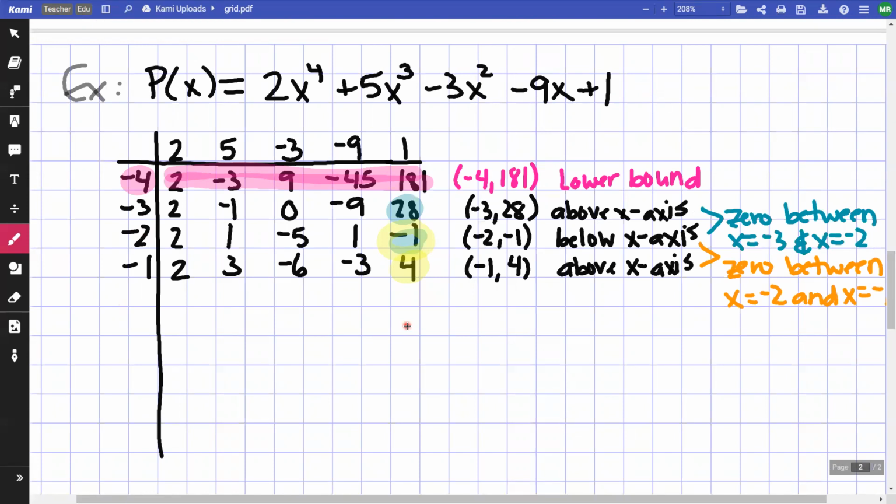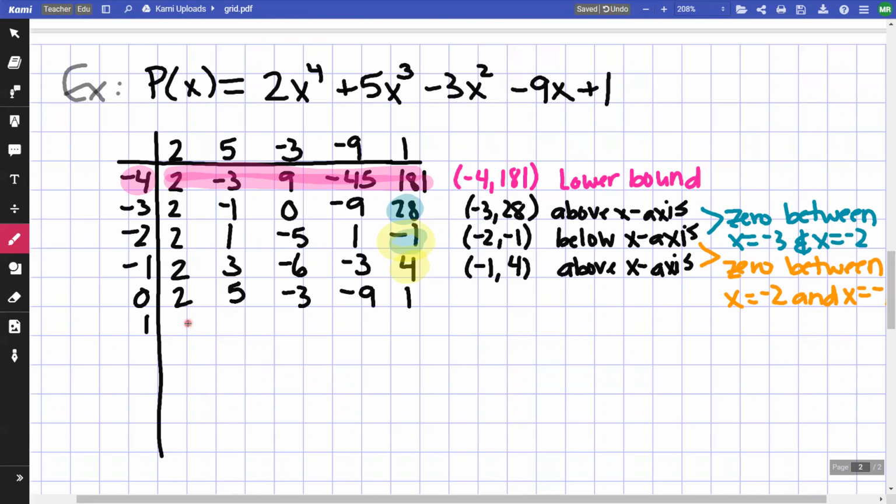Okay, so now let's try 0. Now, again, when I do 0, I get what I have originally because I'm just every time adding 0. So I'm going to get 2, 5, -3, -9, and a 1. Okay, so let's try a 1.